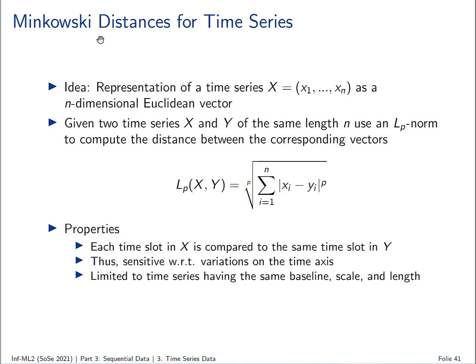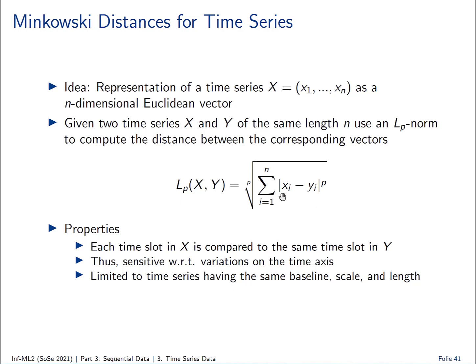The first one is really simple, which is called the Minkowski distance, which is more or less the same as the Euclidean distance, or in general the Lp norm. The idea is that the representation of a time series is just an n-dimensional vector. A time series of length n is nothing else than an n-dimensional Euclidean vector. If I have two time series, I can take them as two n-dimensional Euclidean vectors. They should have the same length, of course. And then I can compute the Euclidean distance or the Manhattan distance, or in general the Lp norm between those two time series. You see that here, of course.